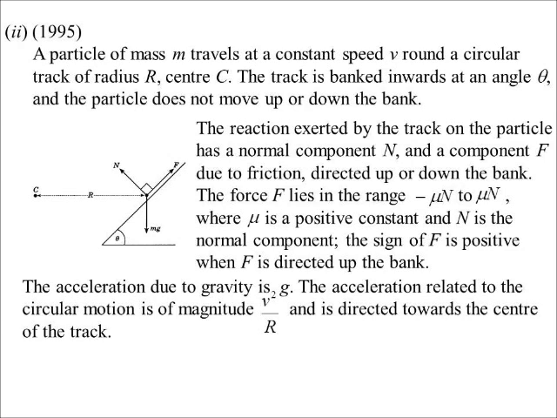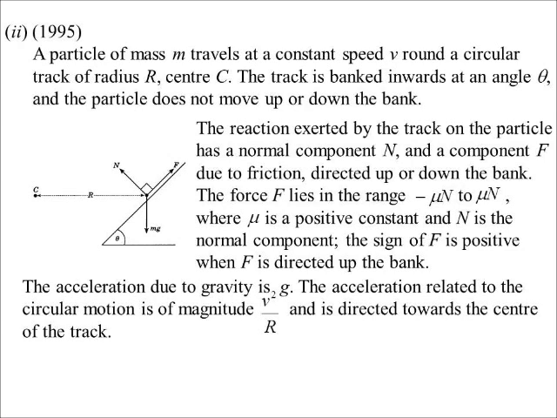So it's our standard problem. We're going around velocity V, radius R, going around a corner C, track's banked at an angle of theta, and the particle does not move up or down the bank, or so we hope, because we don't want any of that sort of movement. We get our reaction force, or our normal force, whatever you want to call it. There it is at 90 degrees to the bank. But now there's a component F due to friction.